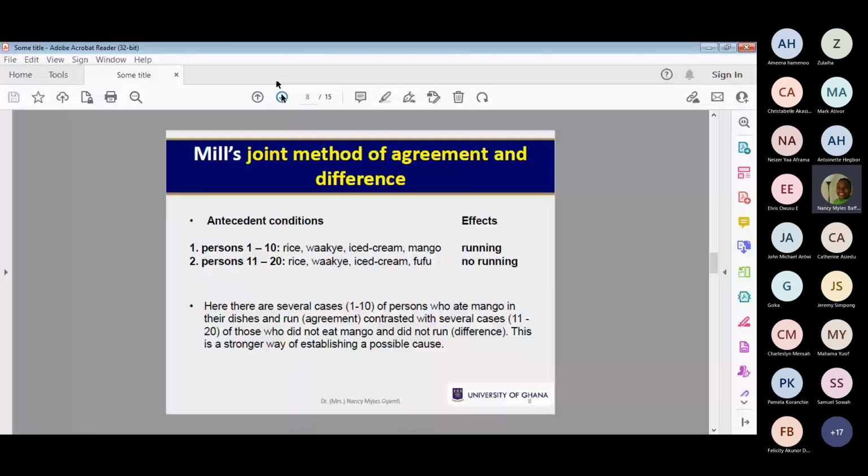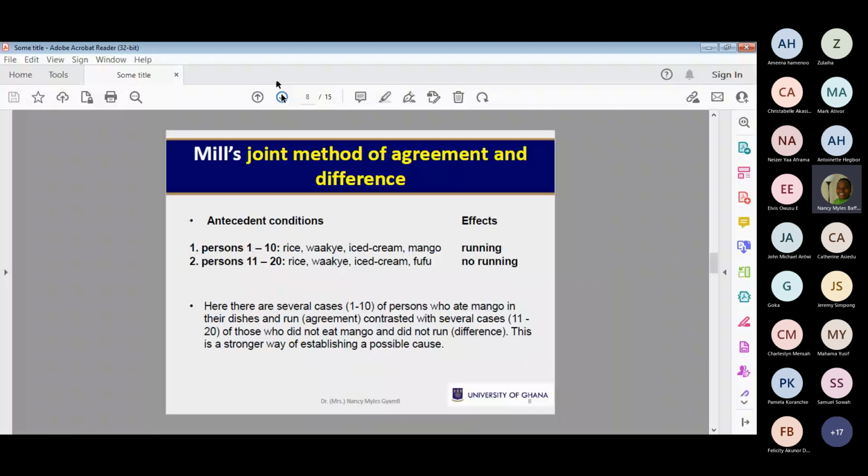Please look on my screen. I'm speaking to the slide there, okay? So in those persons 1 to 10, each one of them took rice, wachi, ice cream, and mango. And look at the effect. They were all running. So that is the method of agreement at play there. Wherever mango was among those persons 1 to 10, there was running. Okay, so that is the first one. By the method of agreement, you put them together.